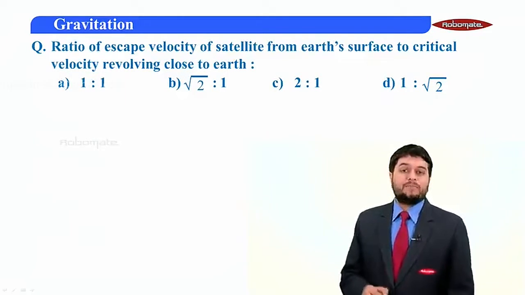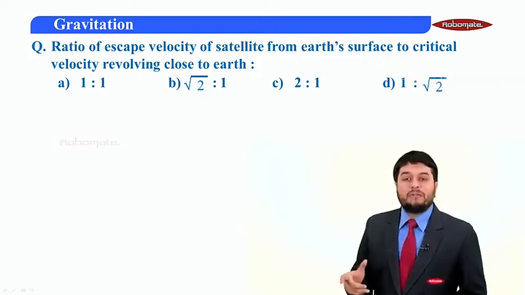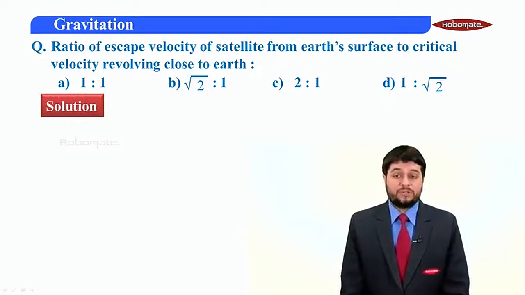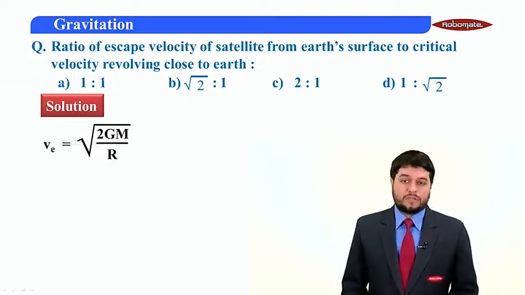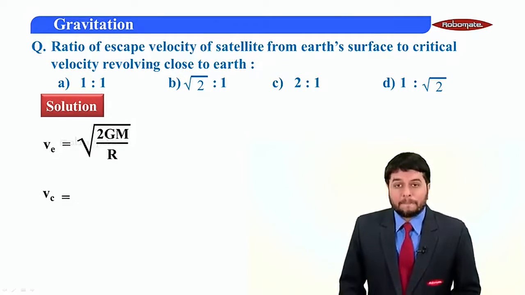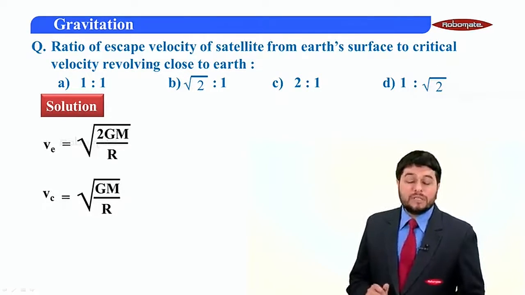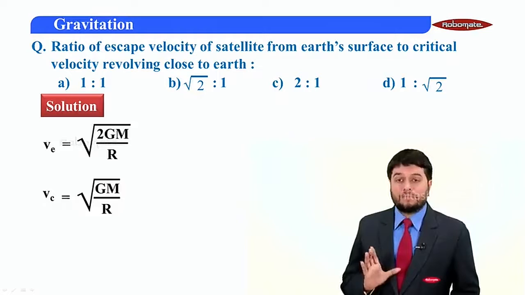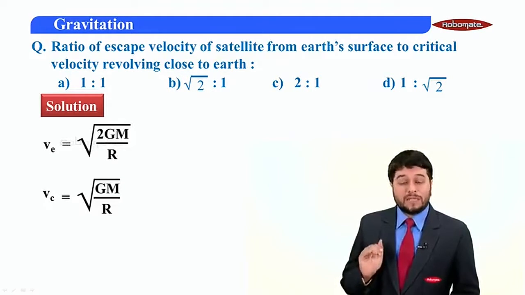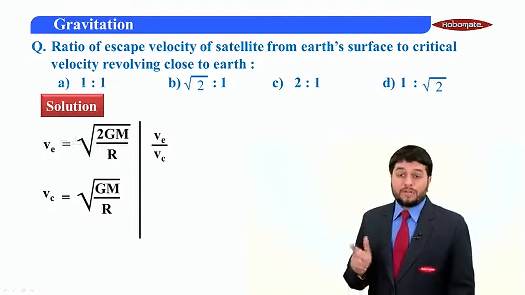The ratio of escape velocity of a satellite from Earth's surface to the critical velocity revolving close to the surface is how much? So ratio of escape velocity. What is escape velocity? VE is equal to root of 2GM by R. To the critical velocity close to the surface. Critical velocity is root of GM upon R, very close to the surface. If it is at a height, you know, root of GM upon R plus h. But close to the surface, it is root of GM upon R. So the ratio of these two things.